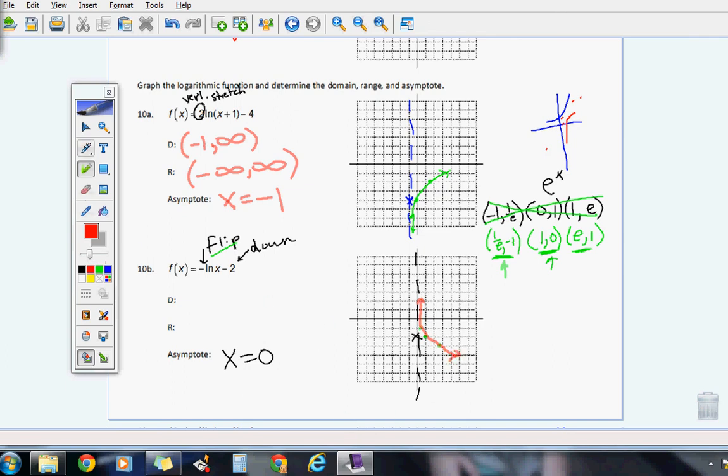Okay? Well, what happens to my domain and range? By flipping, nothing really. The domain is still going to start at 0 and go on to infinity, and then the range will be all real numbers.